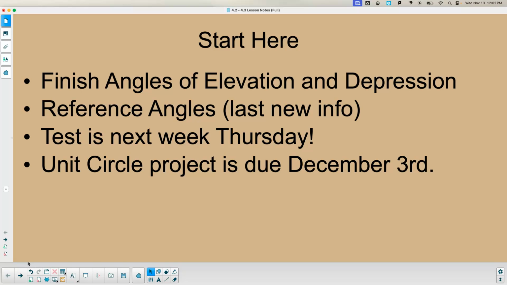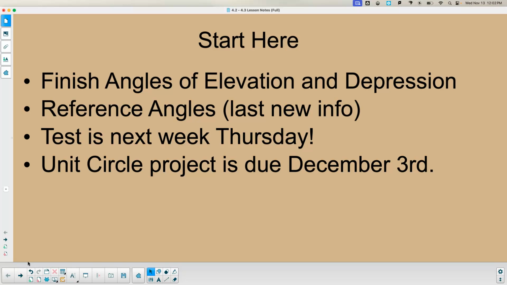We're going to finish up angles of elevation and angles of depression, and then we're going to get into some reference angles. Your test on this section is going to be a week from tomorrow. Okay? So today we're going to start reference angles. Tomorrow we'll finish up reference angles. Friday we'll probably go vertical whiteboards instead of the individual whiteboards, just to get you up and moving and working with people.